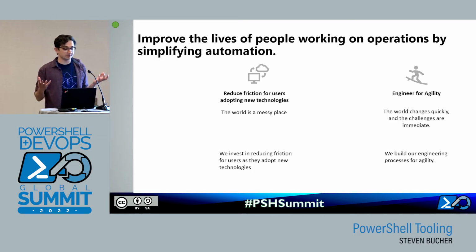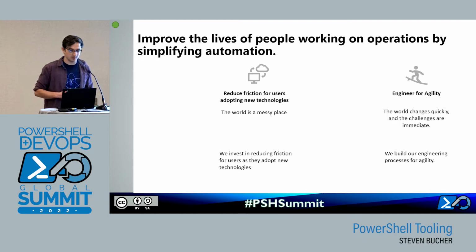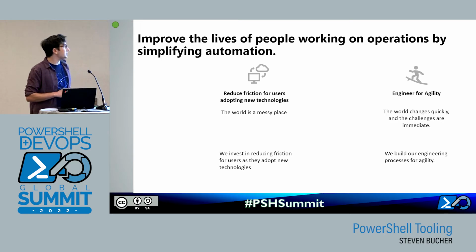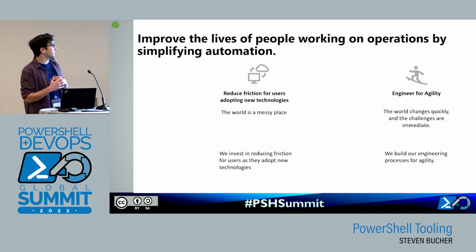Reduce friction for users adopting new technologies. The world is a messy place, and PowerShell tooling helps you clean it up. Tools we develop are invested in to help you reduce the friction for the new technologies that are coming out today. It seems like everything's going at such a fast pace that it's hard to keep up. And so we try our best to be with the new and help you adopt the new in a very familiar PowerShell way. And the next thing is engineering for agility. The world changes quickly and challenges are immediate. So we build our engineering process for agility.